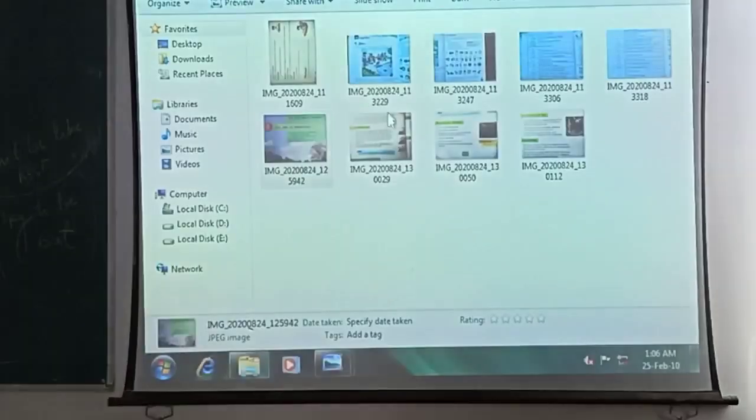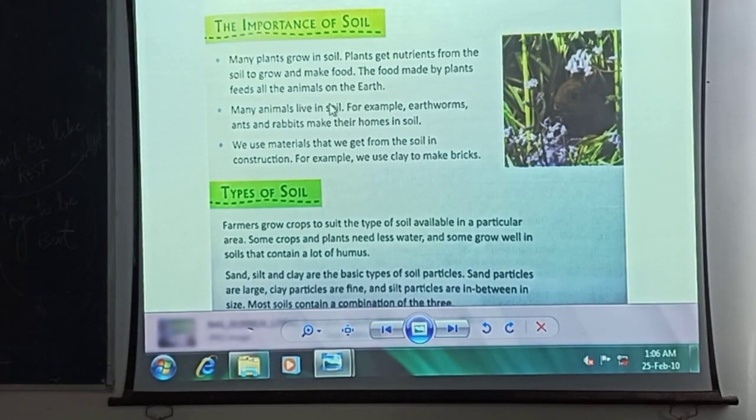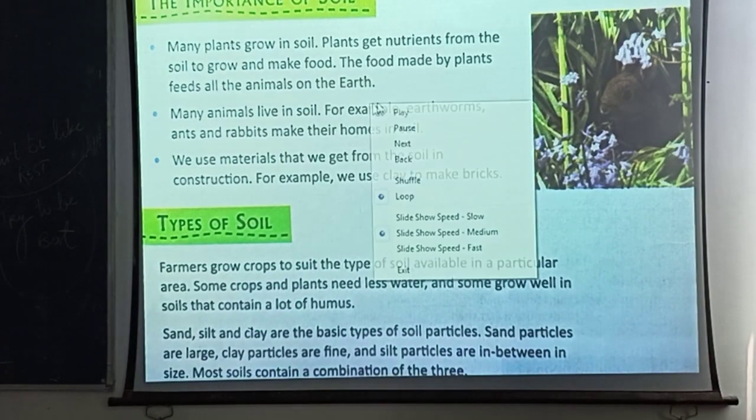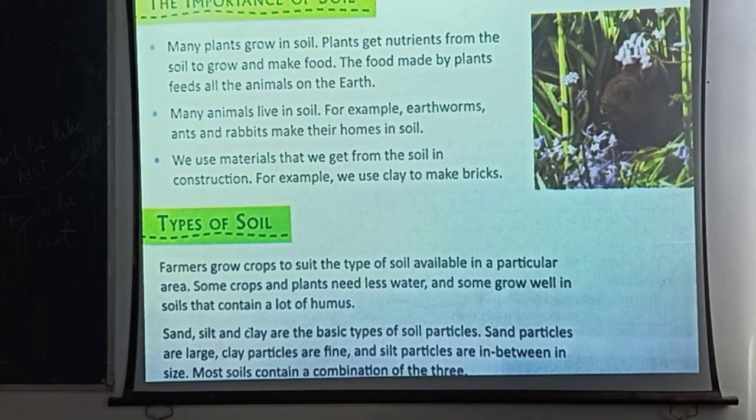Let's see what is there on our next page. Yes, so here we have to go through the importance of soil. Many plants grow in soil, we all know this. Plants get nutrients from the soil to grow and make food. As you already know, the soil gets nutrients from the dead bodies of plants and animals, and then again the plants which are growing in the soil take out the nutrients from the soil only.